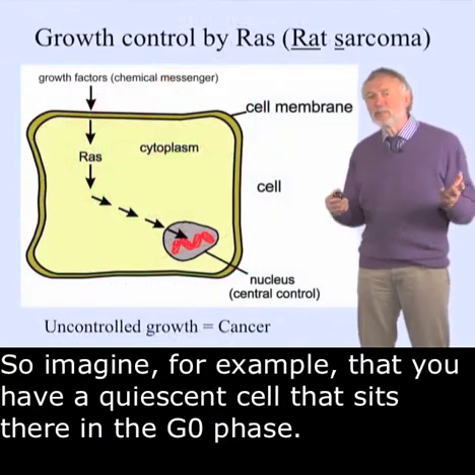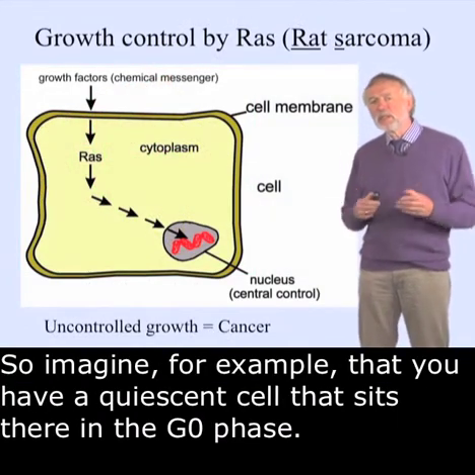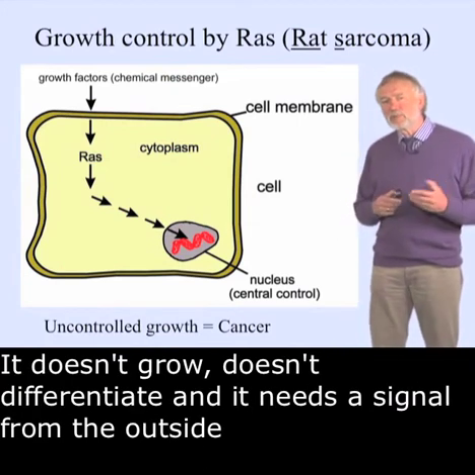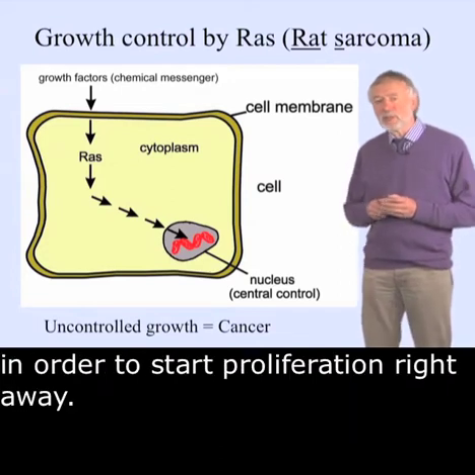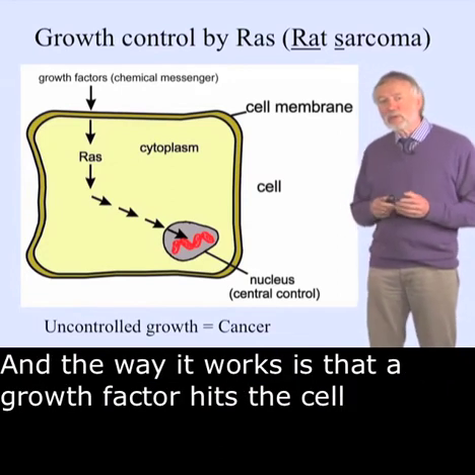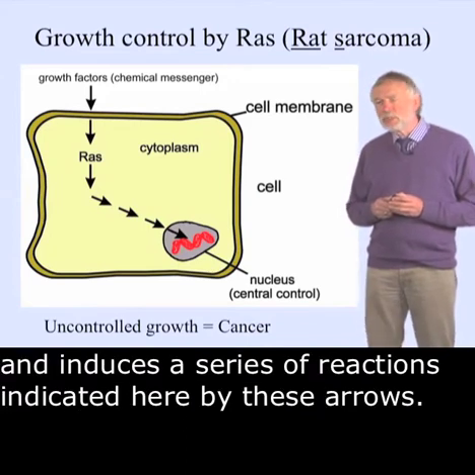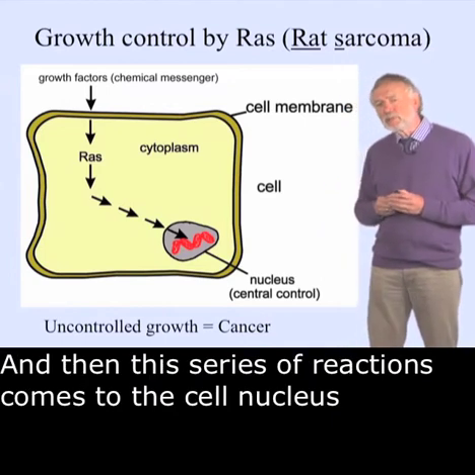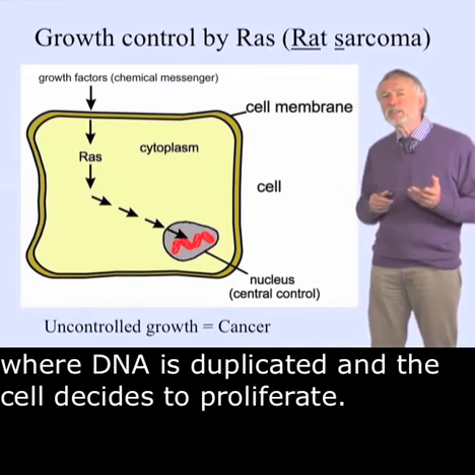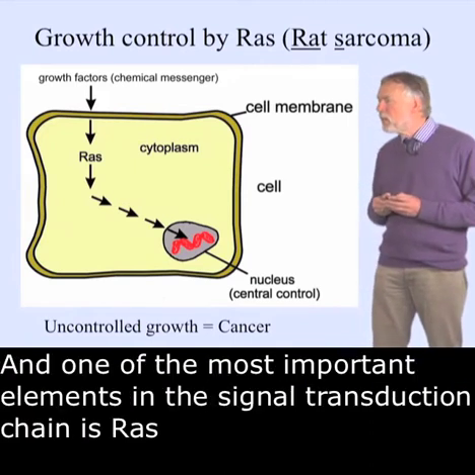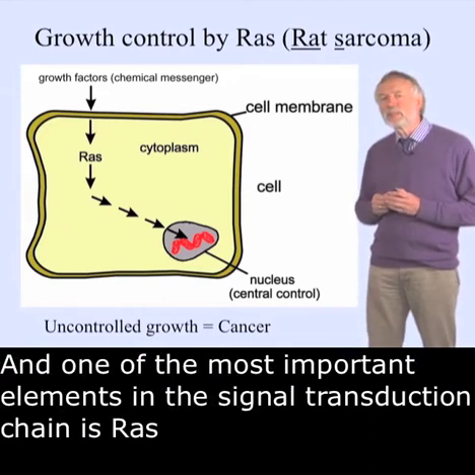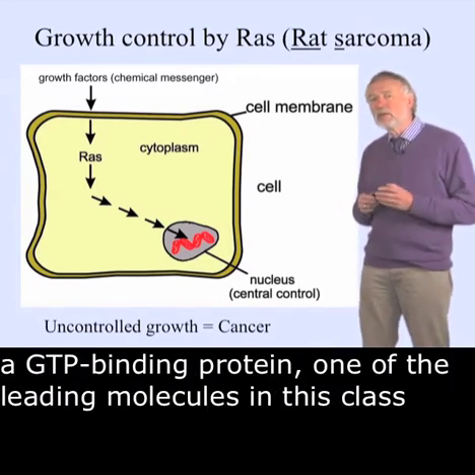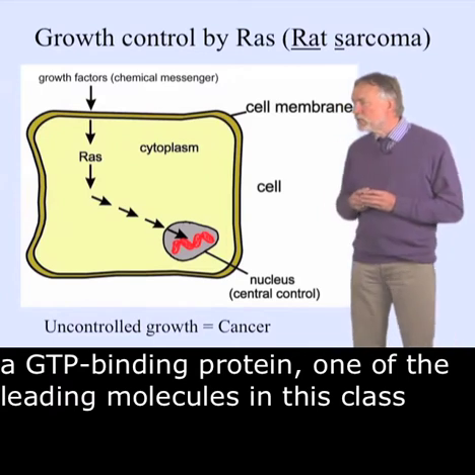So imagine, for example, you have a quiescent cell that sits there in the G0 phase, doesn't grow, doesn't differentiate, and it needs a signal from the outside in order to start proliferation. The way it works is a growth factor hits the cell and induces a series of reactions, indicated here by these arrows. Then this series of reactions comes to the cell nucleus where DNA is duplicated and the cell decides to proliferate. And one of the most important elements in this signal transduction chain is Ras, a GTP binding protein, one of the leading molecules in this class.